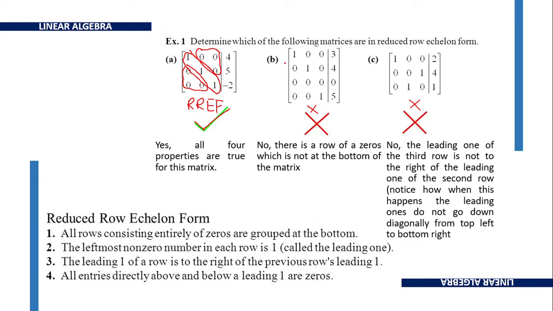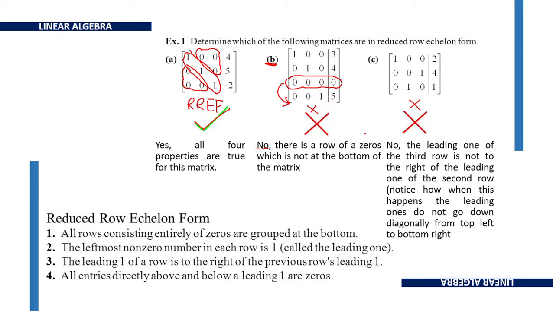naka-reduced row echelon form? Kung mapapansin nyo, itong puro 0 na row is wala sa bottom. Dapat wala sa bottom ng matrix, so dapat ito is andito sa bottom. Sabi dyan, this is not in reduced row echelon form because there is a row of zeros which is not at the bottom of the matrix. So, hindi siya naka-reduced row echelon form, itong B.